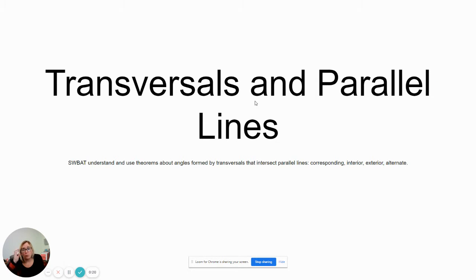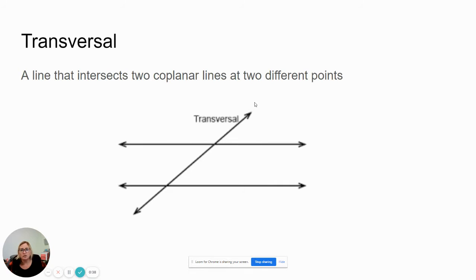Okay, so like I said, we are going to work more with angles. We are going to talk about a transversal and parallel lines and how certain types of angles match up to that. And you'll see that we're going to be talking about corresponding, interior, exterior, and alternate. Okay. So a transversal means that you have parallel lines and you are intersecting those parallel lines in two different places. So we are dealing with angles that are going to have parallel lines and a transversal.